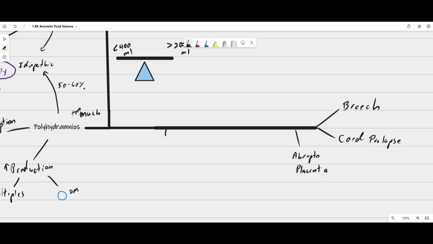And what can we do for it? So our treatment. There is what's called a reductive amniocentesis. They're going to put a big needle in there. They're going to drain some of that fluid. And hopefully that's going to keep that down. But again, it comes with some problems. So we're going to reserve this for only symptomatic moms.